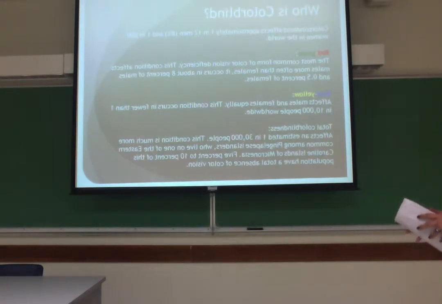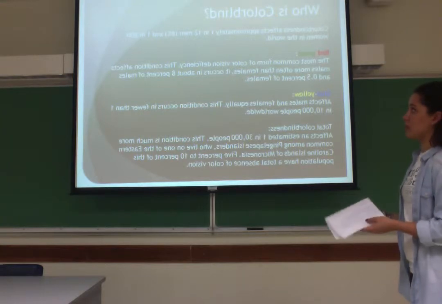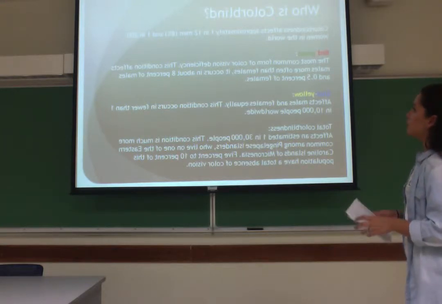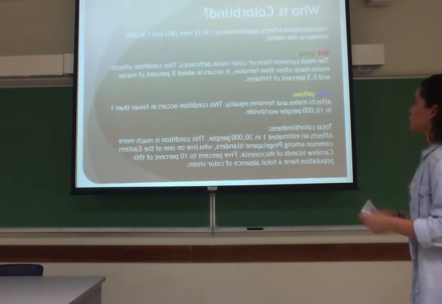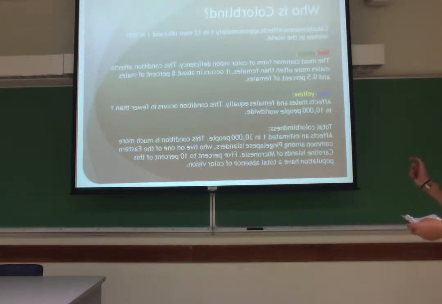These are the different types of colorblindness broken down. Like we said before, most colorblind people are men. 1 in 12 men, which is about 8%, are colorblind, and 1 in 200 women across the world are colorblind. Red-green is the most common one. 8% of males are red-green colorblind, and only 0.5% of females.